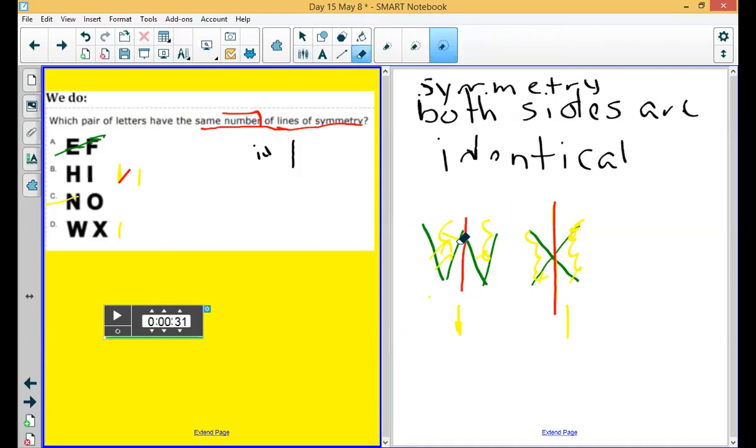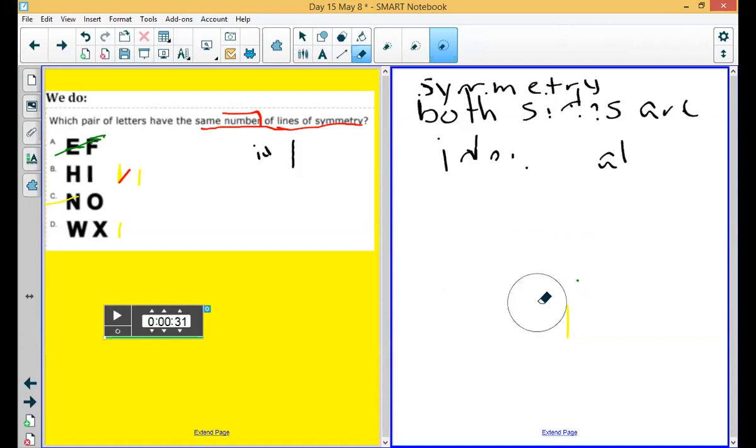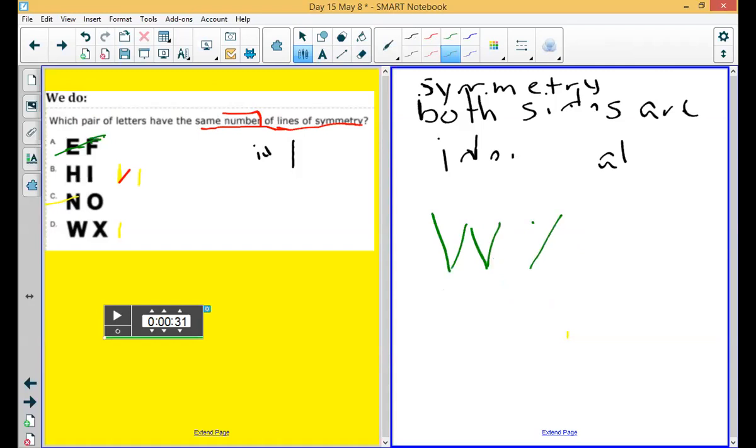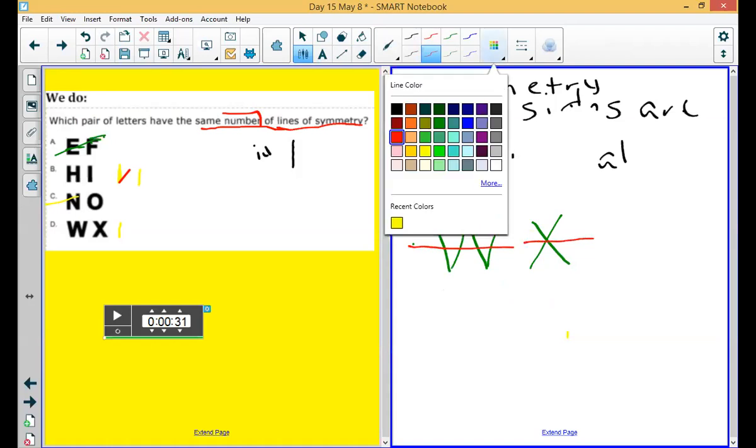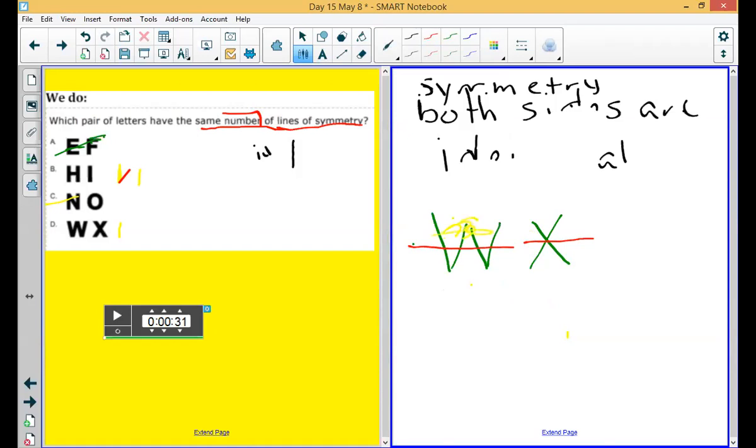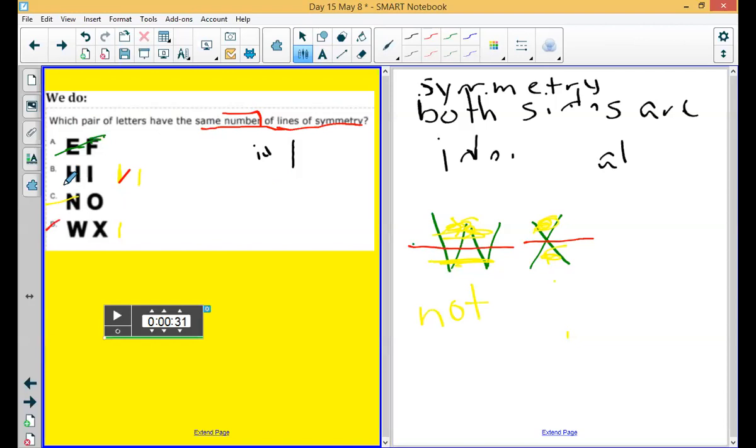Let's draw the lines a different way and see what we come up with. Oops, we need to erase that. Okay, let's write W and X again. Let's draw a line across. I draw a line across here and one here. All right, let's look at W. Does this part of W on this side of the line look like this part of W on this side of the line? Absolutely not. This side of X looks like this side, yes, but they both have to have the same number. So let's go back. D would not be our answer choice. So our answer choice would be B.